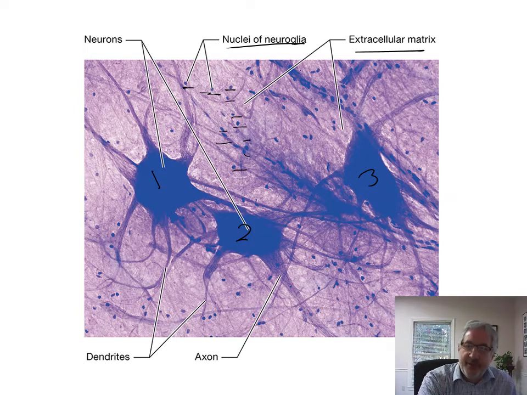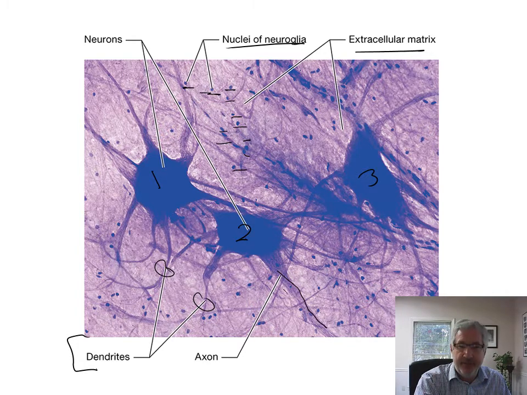And they're also providing support for producing an extracellular matrix, providing a nice environment for the neurons to function. And then you have dendrites on each of the neurons. So here's some of the dendrites here and here, and then you have an axon. So here's an axon coming off of this guy here. So you can see the axon.